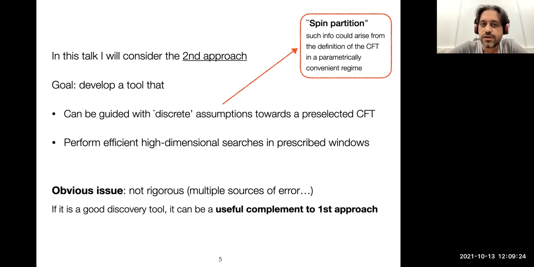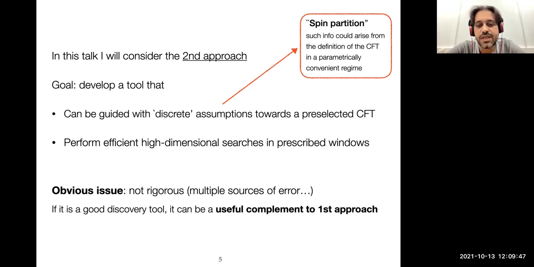So the obvious issue I have to deal with here, I think it's fairly known, is that this approach, the second approach, which is not really new, is not going to be rigorous. So I'm not going to be able to derive rigorous bounds as in the first approach. There are going to be multiple sources of error, and I'm going to briefly discuss them.